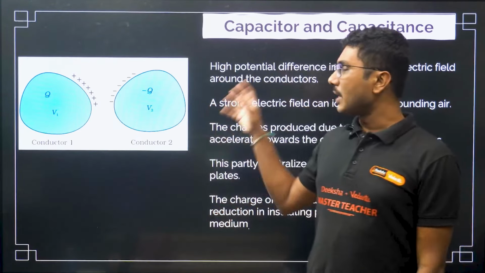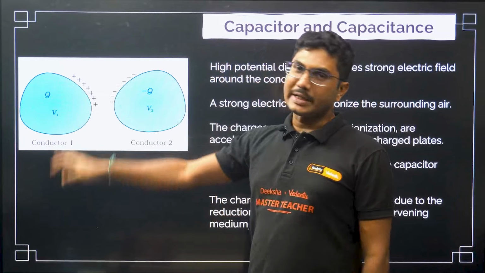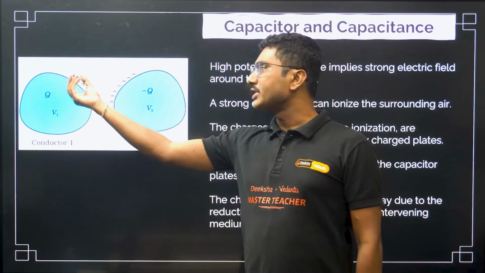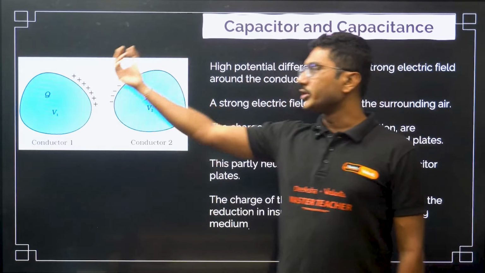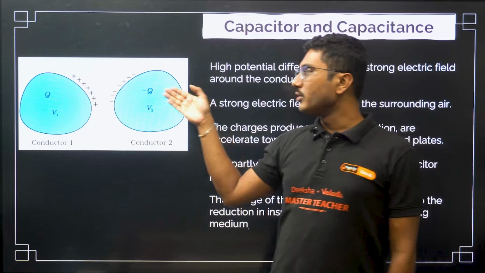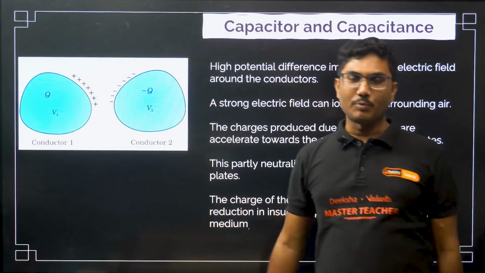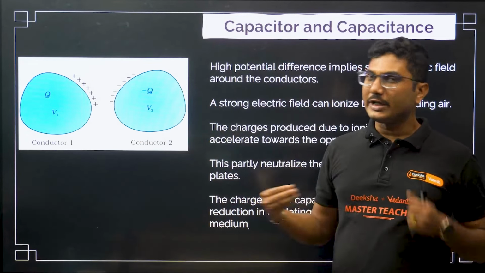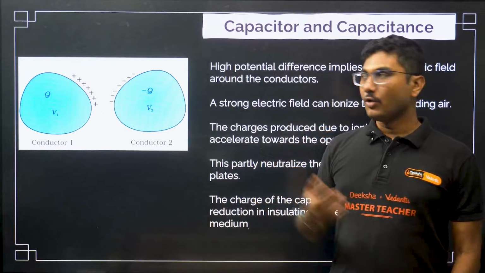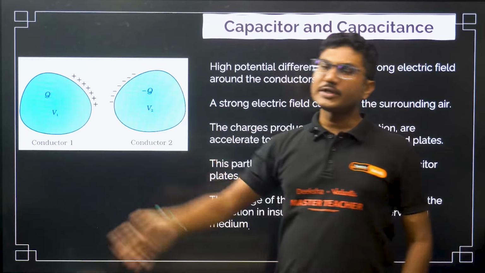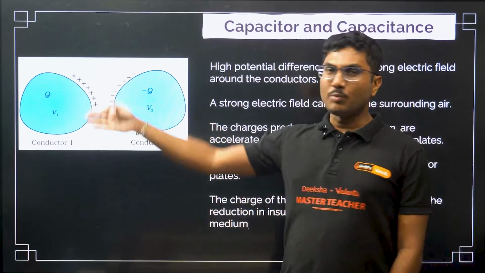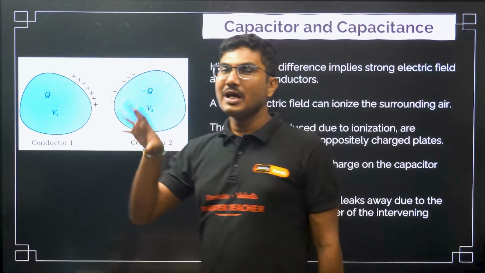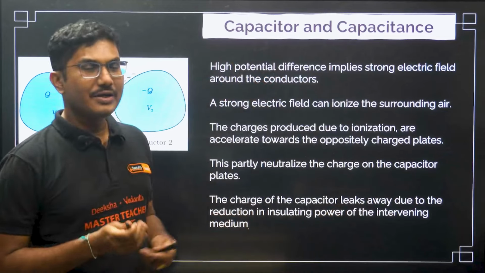So if you keep a lot of charge between the plates, some of the charges will leak from positive to negative. Some electrons will move from the negatively charged plate to the positively charged plate, because this is called electric leakage. Because of the leakage, some charges will leak from negative to positive, and the overall charge on the capacitor plates will reduce.